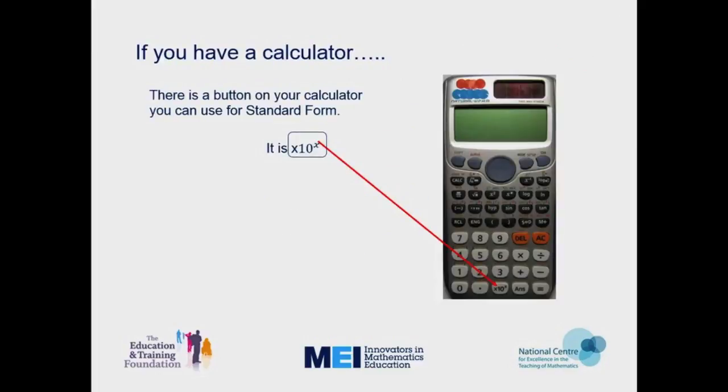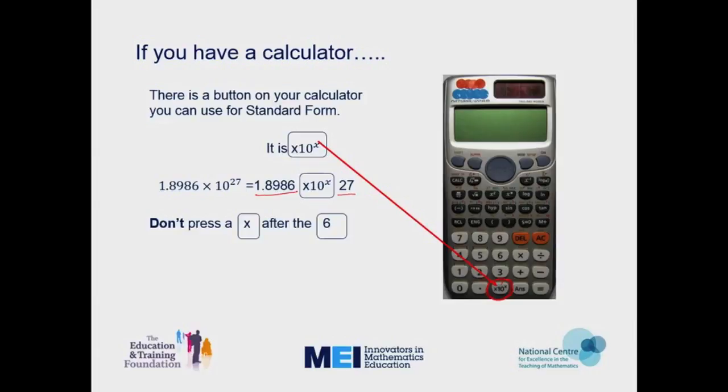Now if you have a calculator, there is a button on the calculator you can use for standard form. And it's this one here, times 10 to the x. So to enter 1.8986 times 10 to the 27, you put in the 1.8986, press this button here and put in 27. Just remember not to press the times after that.